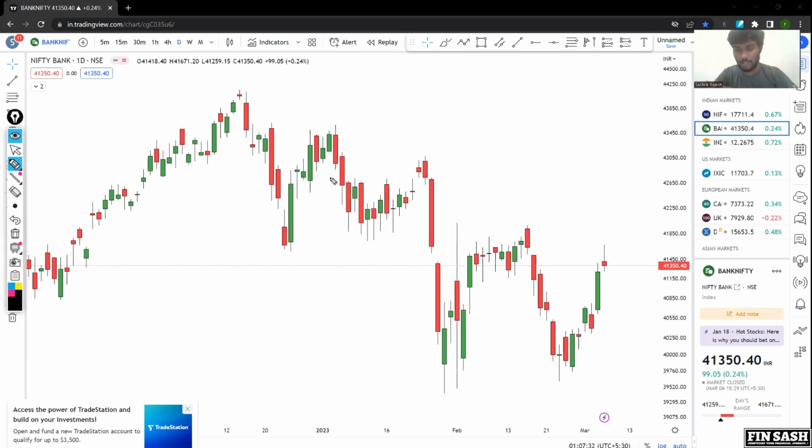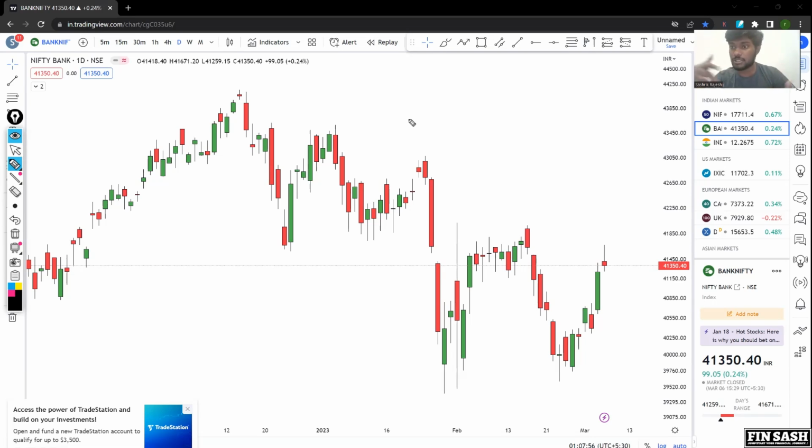Let's try to understand that more. There are big players in the market, right? There are FIIs, there are DIIs, there are professional traders. All these people know something. Maybe it could be market economics, maybe it could be some other thing which we don't know. The smartest thing for a retailer to do is follow their steps.